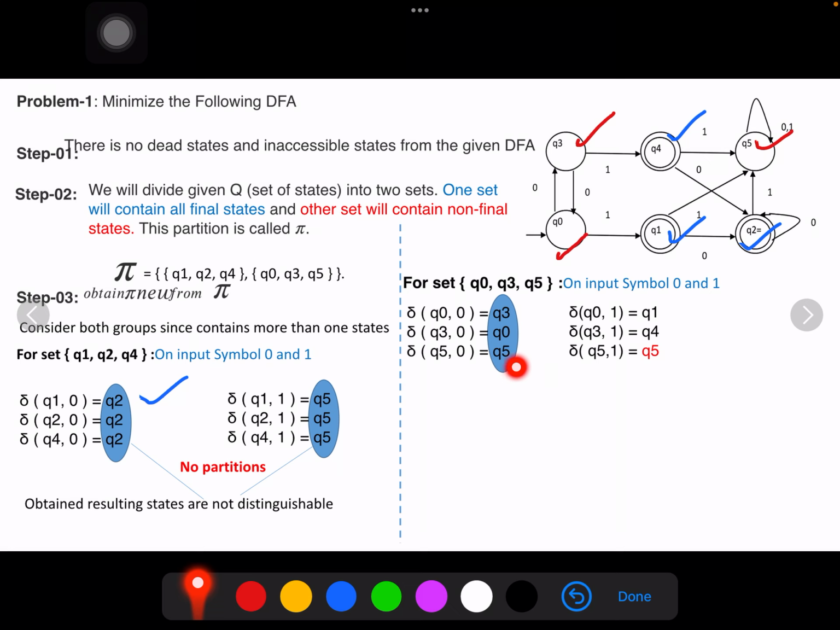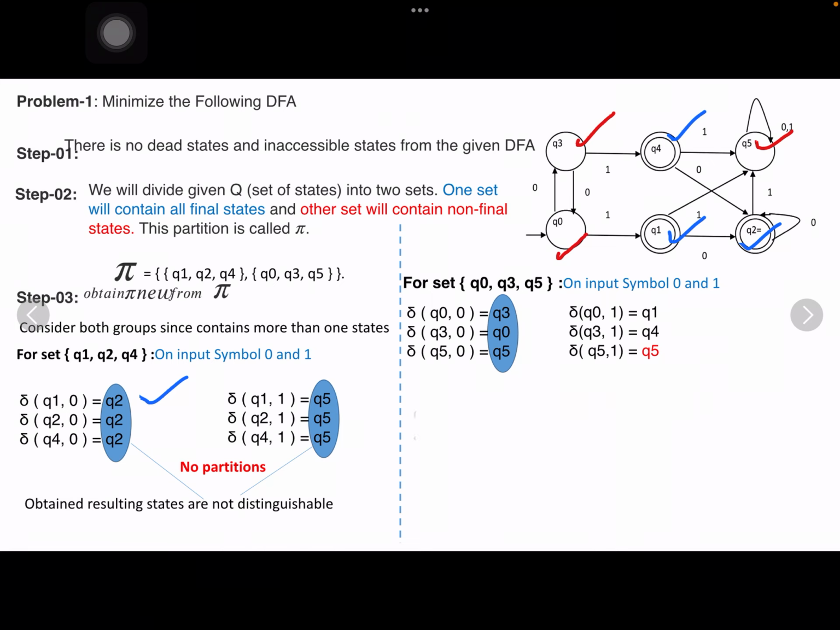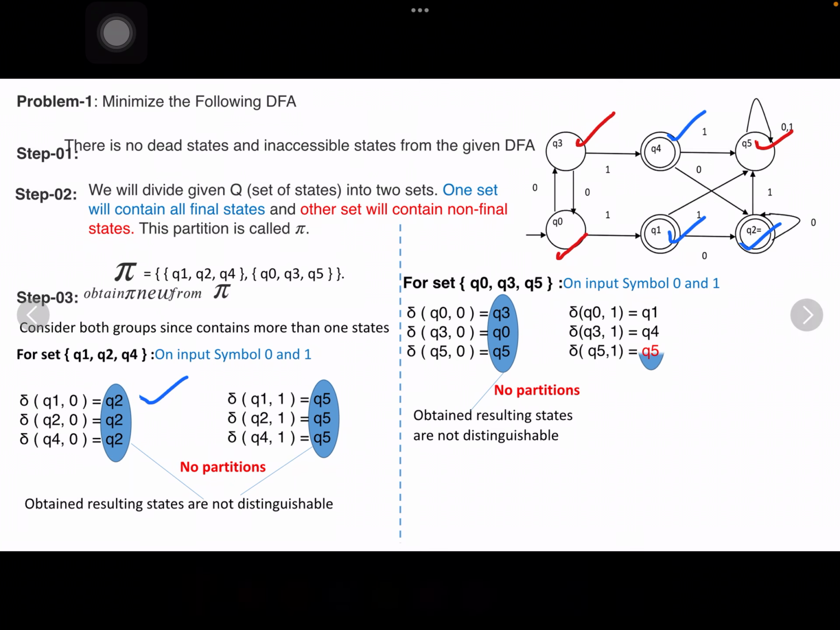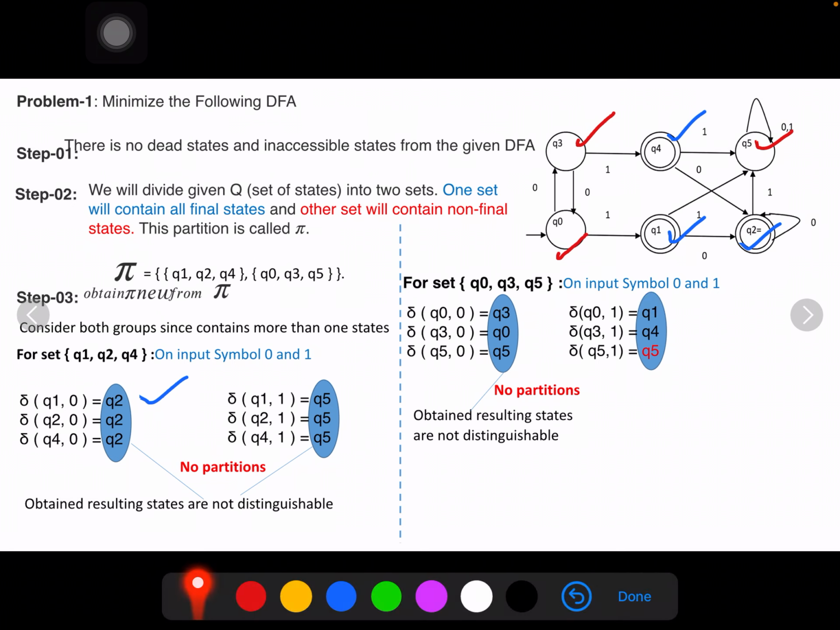This belongs to one specific group. That means all the resulting states are not distinguishable, so no partition. Look at the other side, the resulting states are not distinguishable, so no partition. Now look at the other case. Here it is Q1 and Q4, right? Q1 and Q4 belong to the first group G1, and Q5 belongs to G2. Then definitely the resulting states are distinguishable.